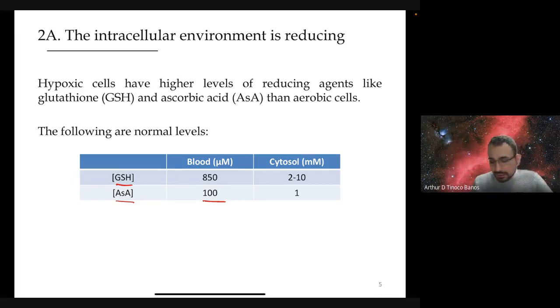But then in the cytosol, within the cellular environment, you have them at significantly higher levels. Glutathione can really reach as high as, I would even say, 11 millimolar. The glutathione is actually a mixture of reduced and oxidized. And similar for ascorbic acid, you also have it in millimolar concentration. So a much higher concentration than you would find in blood.